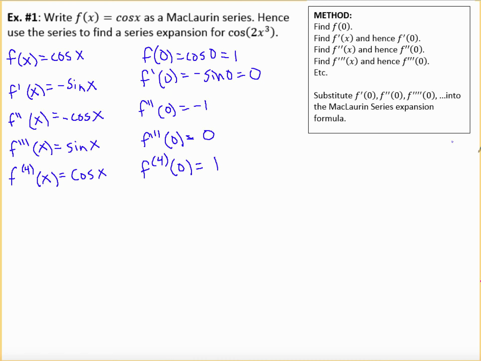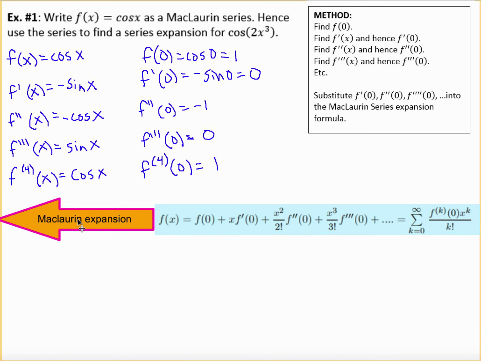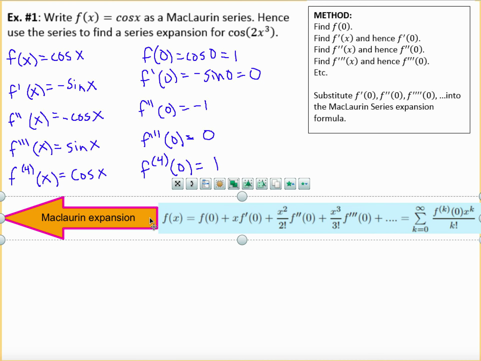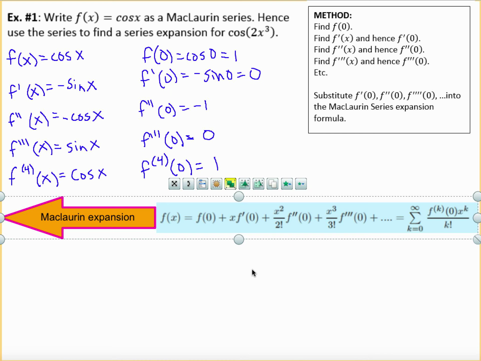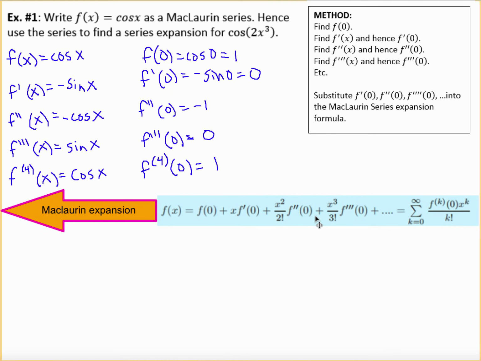So what next? Well, now we're going to use the Maclaurin expansion. Okay, so with the Maclaurin expansion, we're going to basically use substitution and expand this bad boy out. So here we go. I've got f of x is equal to f of 0. Well, I know what f of 0 is. We have it written up here. It's 1. Plus x times f prime of 0. Well, we know what f prime of 0 is. It's 0.